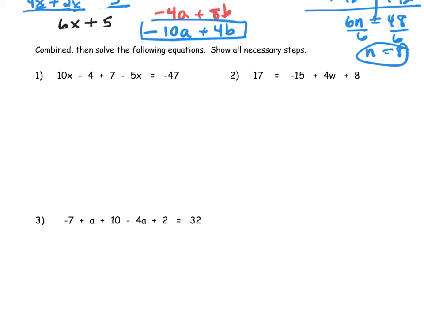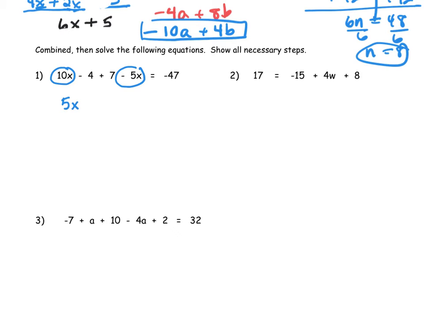So as we move to the beginning, we want to simplify, and the directions even ask us to do it. It says combine, then solve the following. And we need to show all the necessary steps. So I'm going to start by gathering up my like terms. I see a group of x's, so I'm going to gather up 10 x's, and I see minus 5x. So if I think about this as 10x minus 5x, then I'm going to have 5x left over. I work on that operation.